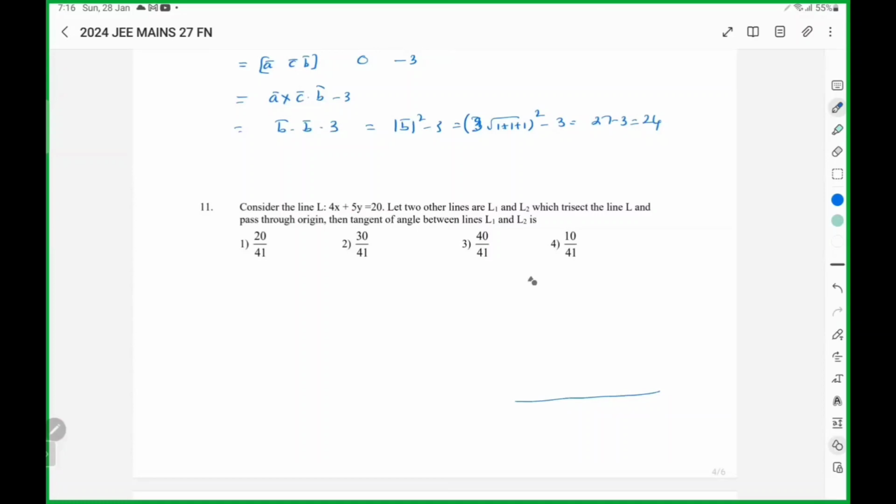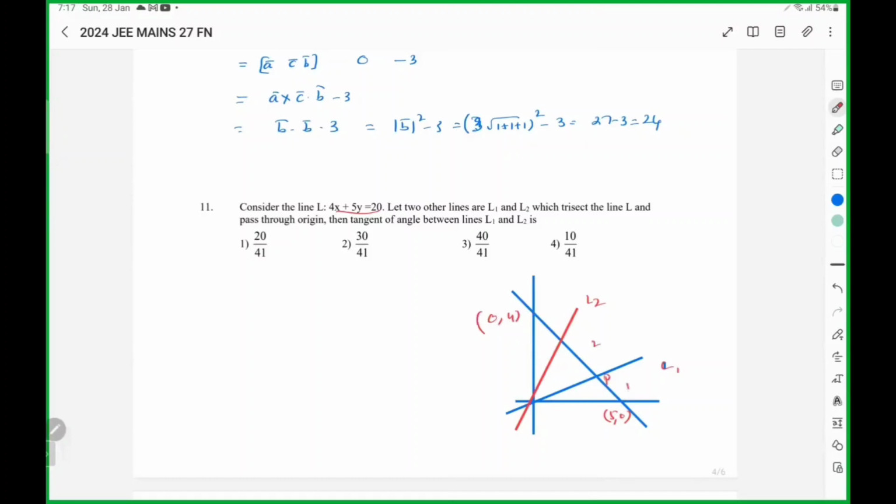Here you have one line given and two other lines, L1 and L2, that trisect. Trisect in the sense either 1:2 ratio or 2:1 ratio. So it is L1, it is L2. Here put y0, you get 5 comma 0, put x0, then 0 comma. This point is dividing in the ratio 1:2.